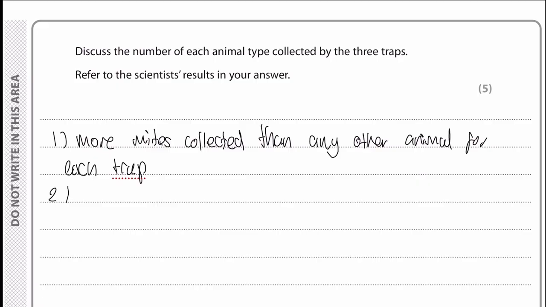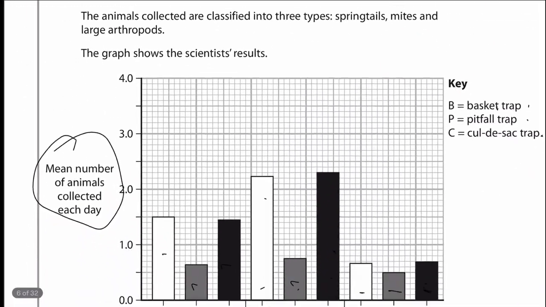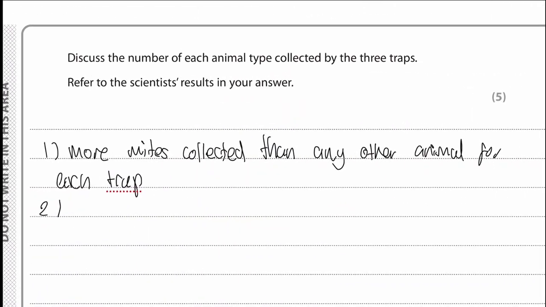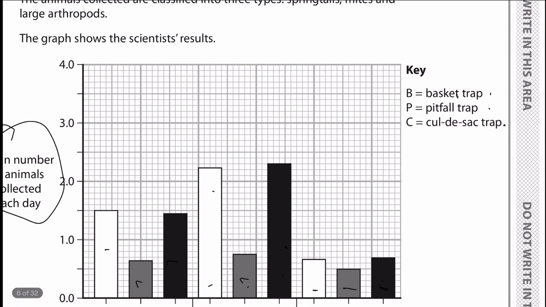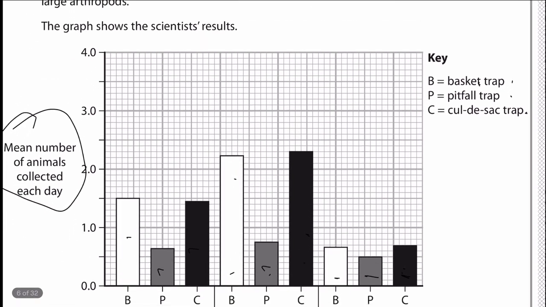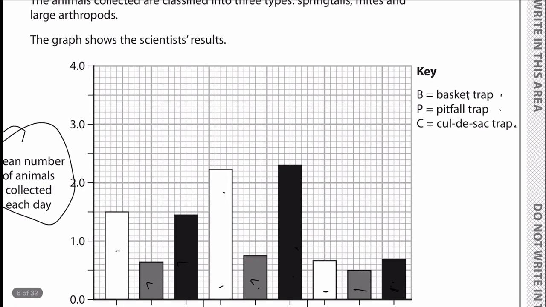don't think it's that necessary for us to use actual figures in this one. We do have to mention figures later on in our response, but for this one, since we already kind of explained that there are more mites collected than any other animal for each trap, it's basically inferred that we don't need to actually provide a figure. Okay, what else can we say?